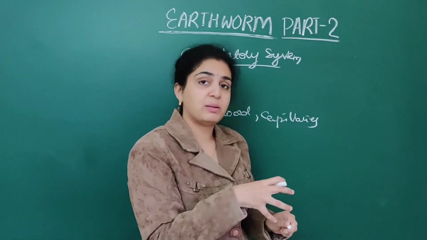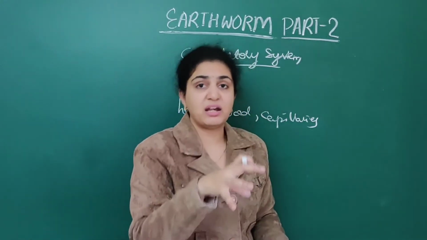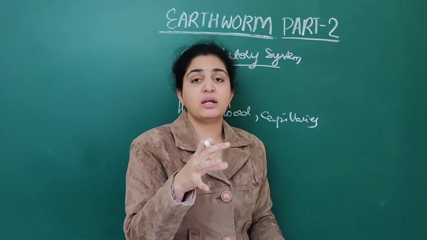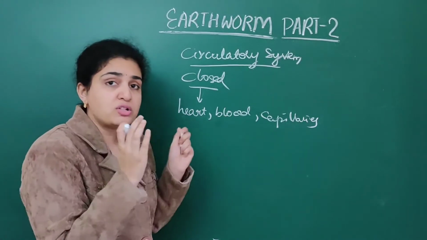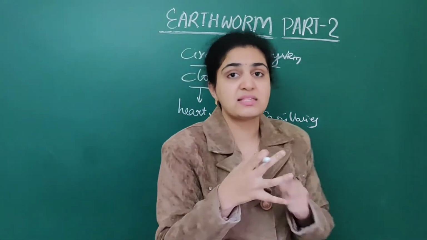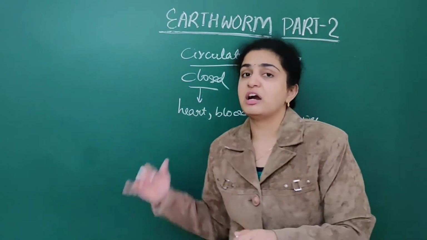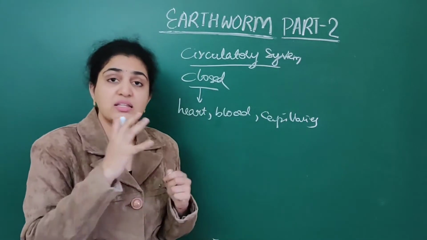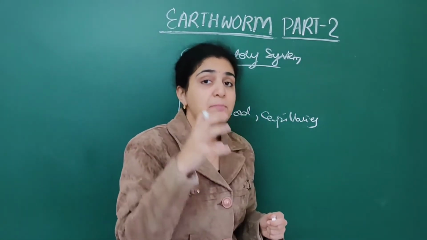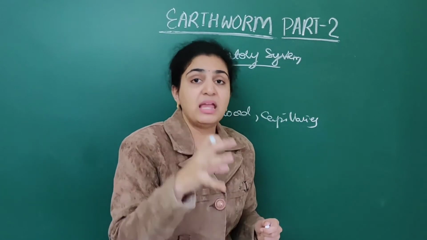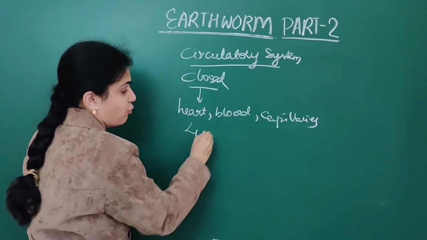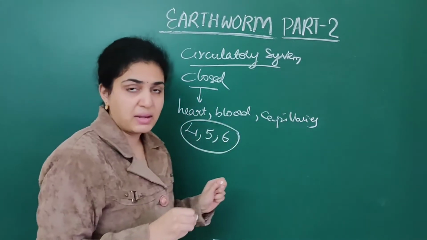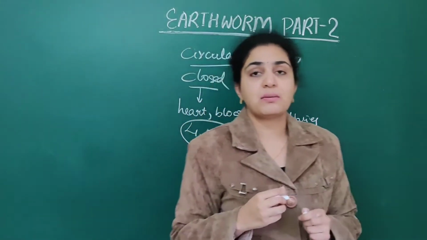Closed type means the heart will be present. So in the earthworm also, the heart, blood vessels and capillaries are all present. That's why it is called a closed type of circulatory system. Due to contractions of the blood vessels as well as the heart, blood flows in only one direction in the earthworm. It has lateral hearts, esophageal hearts, everything. The blood glands are present in the 4th, 5th and 6th segments. In these 3 segments, mainly the blood glands are present.